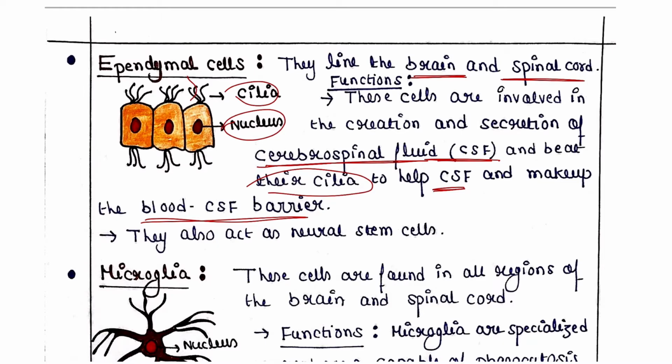They also act as neural stem cells. So these ependymal cells are also neural stem cells, and they produce different types of neural cells.